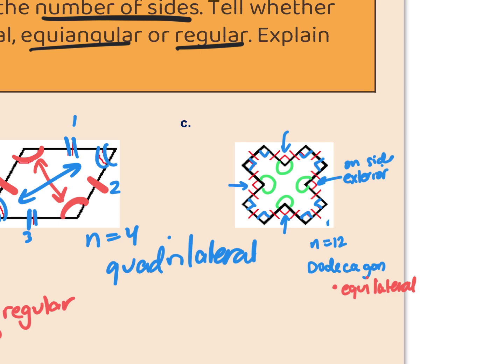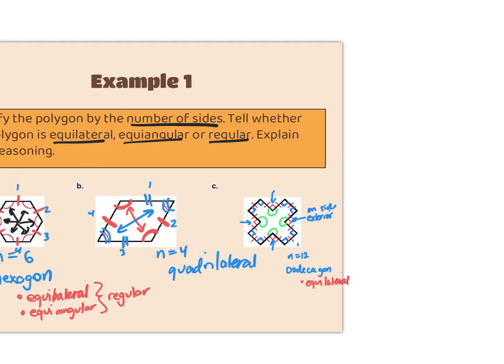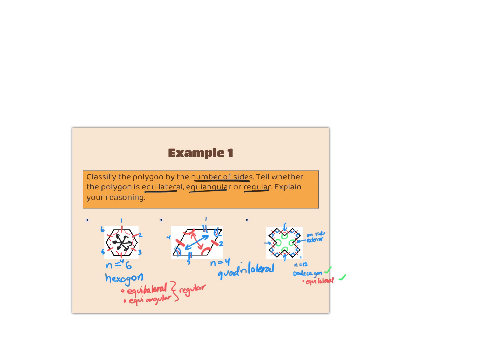And so this one is not equiangular. So because it's not equiangular, it's not regular. It's just an equilateral dodecagon. So you can have one that has no equal sides or no equal angles. You can have one that has just equal sides, and you can have one that is both, which ends up being regular.